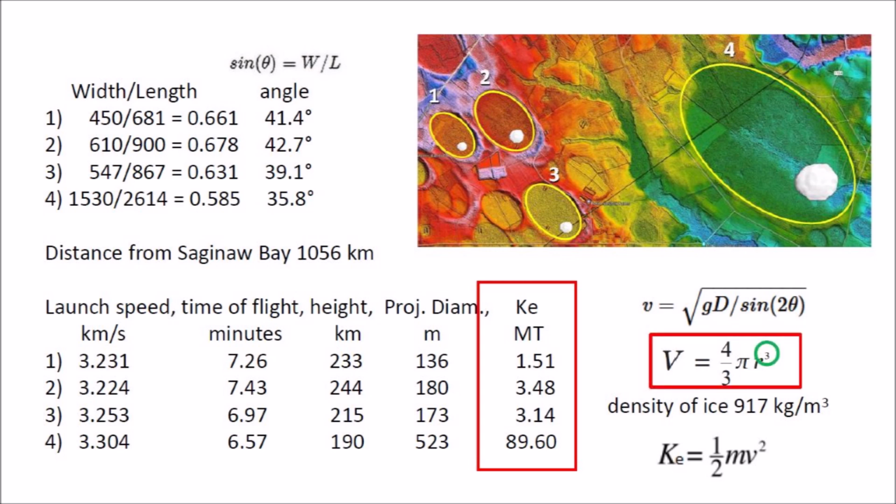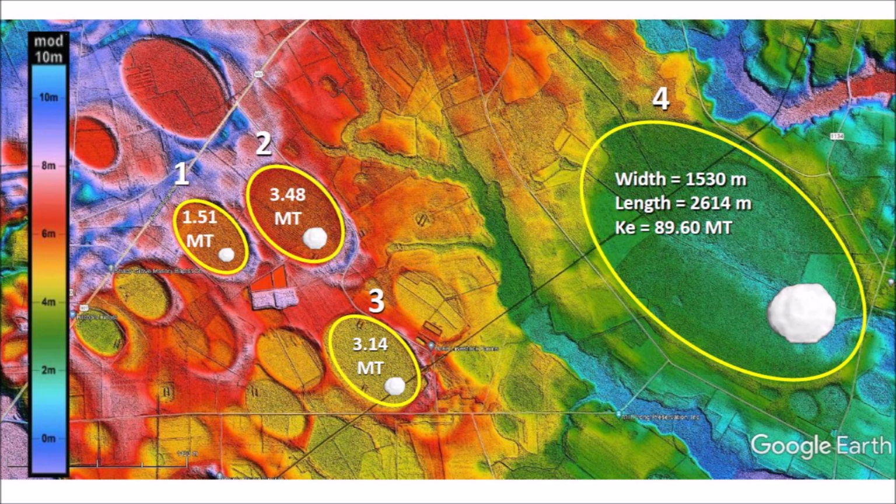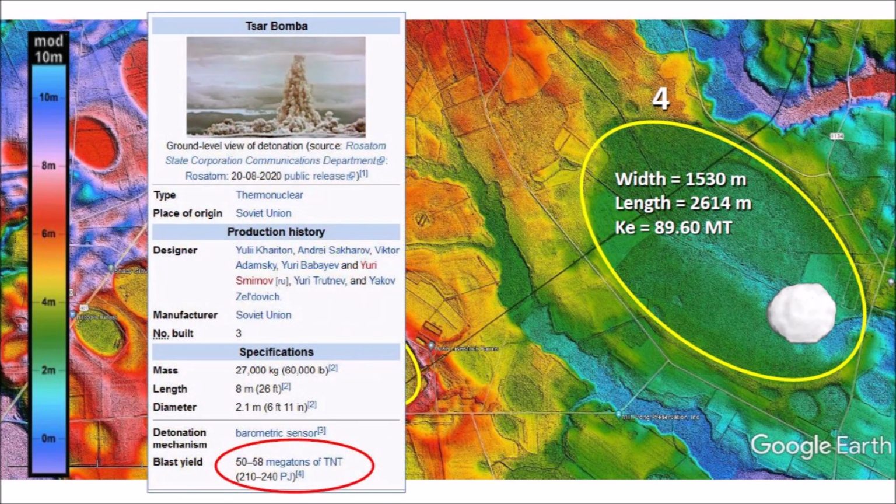Although the impact speed is fairly similar for all these impacts, the energy increases dramatically depending on the projectile size. The reason for this is that the mass of the projectile increases in direct proportion to the cube of its radius. Bay number 4 was made by an impact with energy of 89.6 megatons of TNT. That is a huge amount of energy, but it is the energy required to punch a hole in the ground with a width of 1.5 kilometers and a length of 2.6 kilometers. By comparison, the Tsar Bomba, which was the most powerful nuclear weapon ever created and tested, had a yield of 50 to 58 megatons of TNT, which is significantly less than the energy to create Bay number 4.